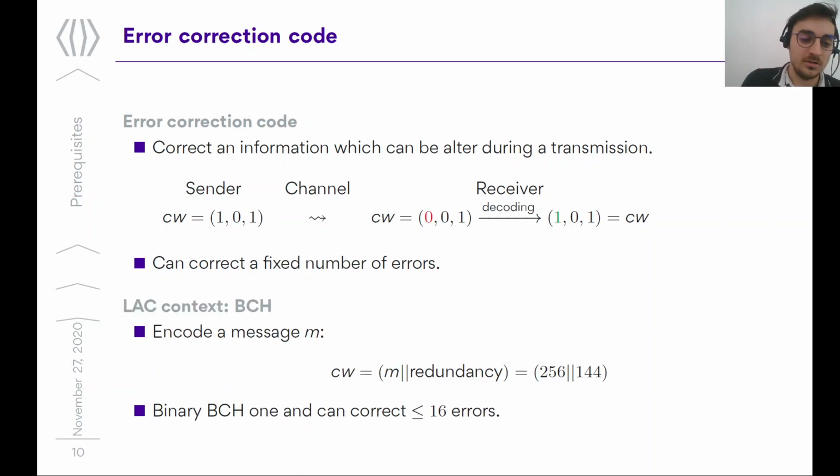In LAC algorithms, they use a BCH error correction code. To encode a message M, the encoding algorithm pads M with some redundancy to obtain a code word CW. And this binary BCH code can correct at most 16 errors.